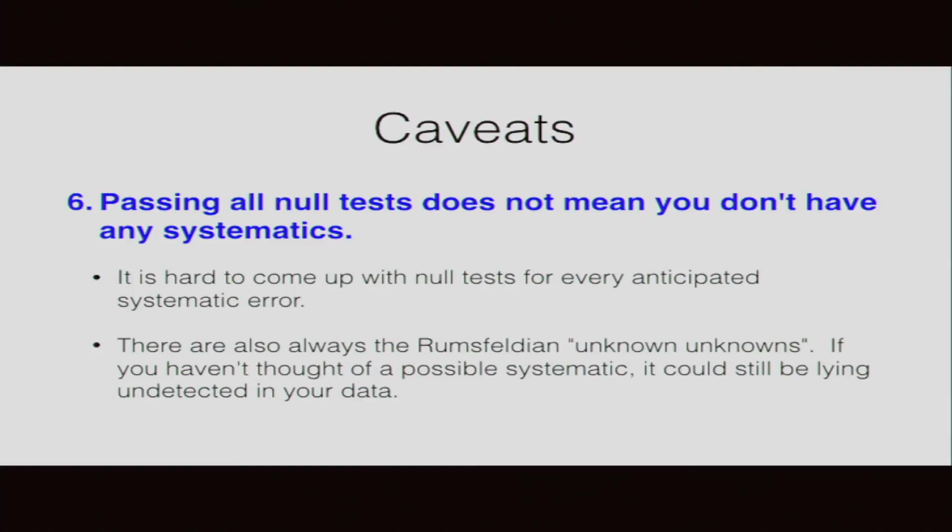And the last one, so passing all of your null tests. You have this huge suite of null tests, and you pass them all. Great. So that doesn't mean you don't have any systematics. So first, it's hard to come up with null tests, as you saw, right? It can be very tricky to come up with good null tests for some of these systematics, and certainly ones that are sensitive enough to really test what you care about. And then there's always the Rumsfeldian unknown unknowns. If you haven't thought of a particular systematic, you may have no tests that test for it, and they may still be in your data, and you just don't know. So that's always the issue. So don't get too confident once you start passing lots of null tests.